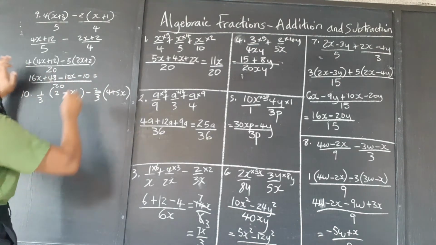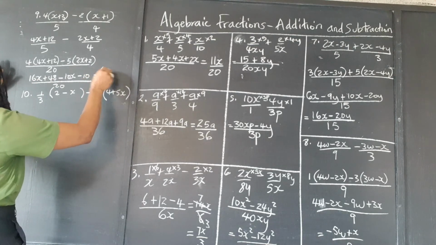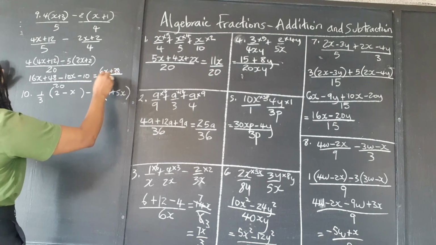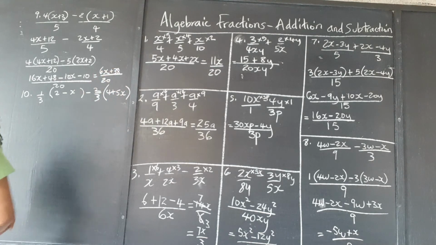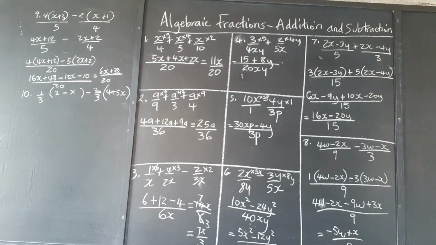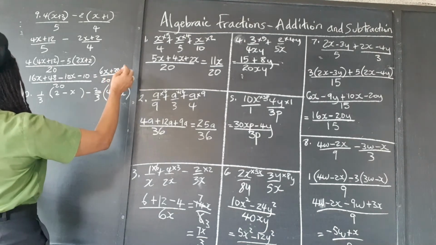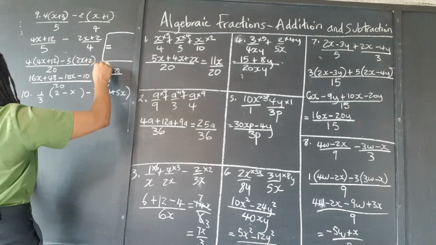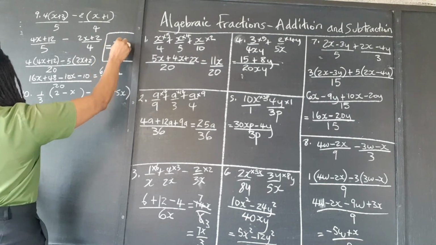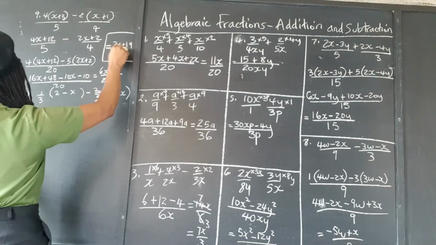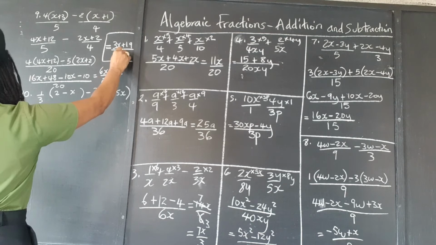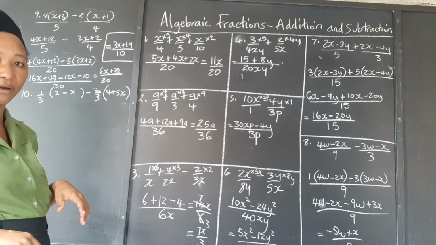16x minus 10x, that's 6x. 48 minus 10, that's 38 over 20. And since each of these terms can be reduced by 2, I put the final answer here. 2 into 6, that's 3, and 2 into 38, that's 19. And we have 2 into 20 goes 10, right?